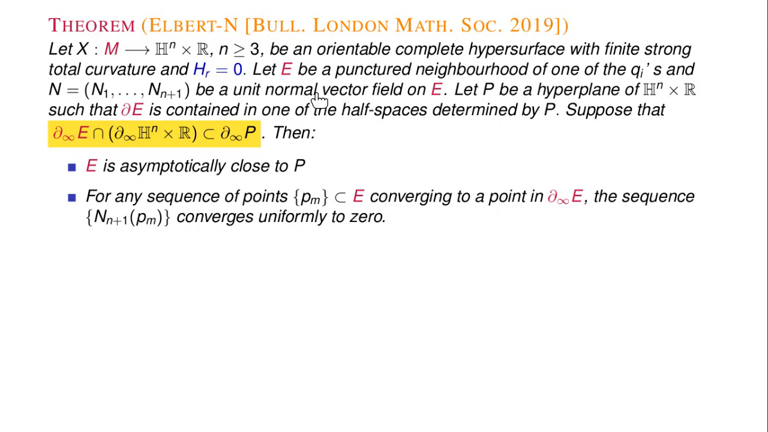hypersurface, and we consider the normal vector to it, and we consider a hyperplane, a vertical hyperplane. Keep in mind the picture by Martin, Mazzeo, Rodriguez, and you choose a hyperplane P such that the boundary, the compact boundary of E, is contained in one of the two half-spaces determined by P. I mean, that's not half on one side, half on the other side. It's contained on one side.